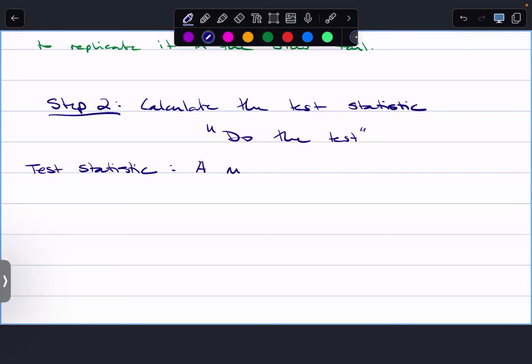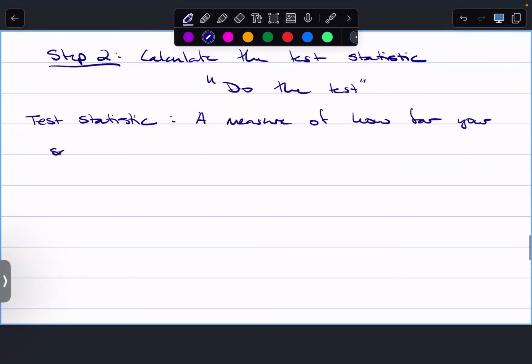And so your test statistic is a measure of how far your sample information is from the hypothesized population.